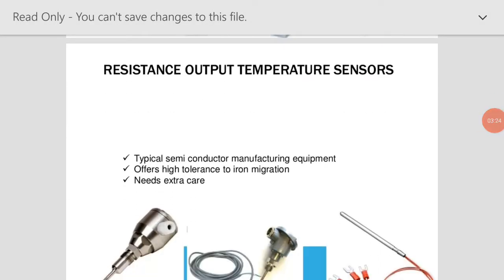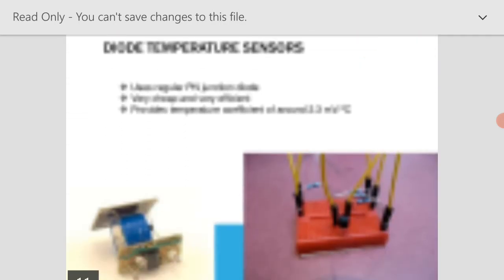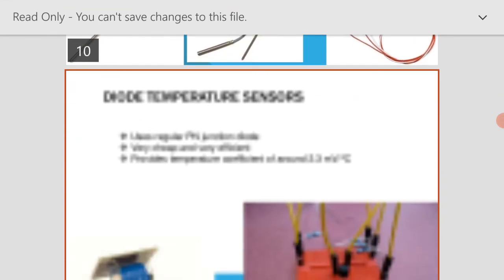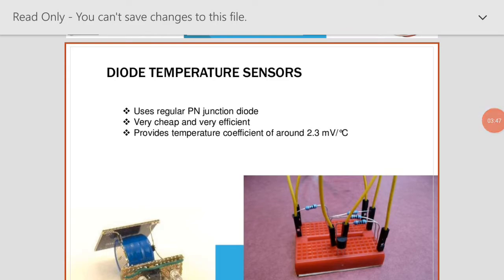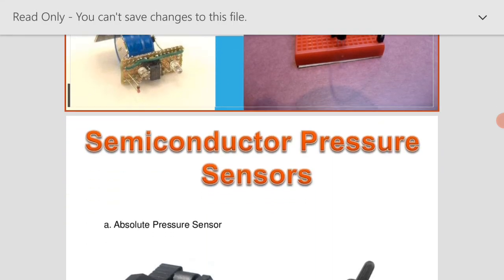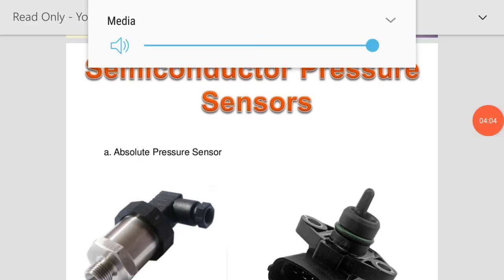Resistance output temperature sensors are typical semiconductor manufacturing equipment, offer high tolerance to ion migration, and need extra care. The diode temperature sensors use a regular PN junction diode, are very cheap and very efficient, and provide a temperature coefficient of around 2.3 millivolt per degree Celsius. The semiconductor pressure sensors are absolute pressure sensors.